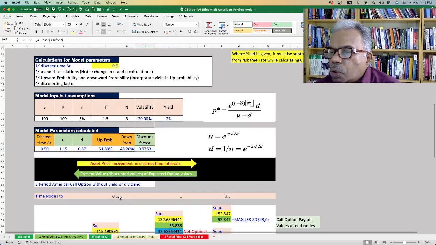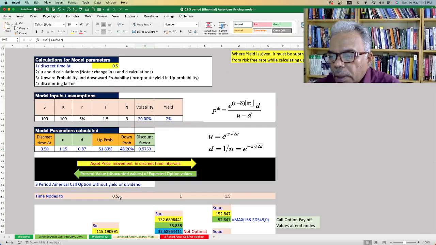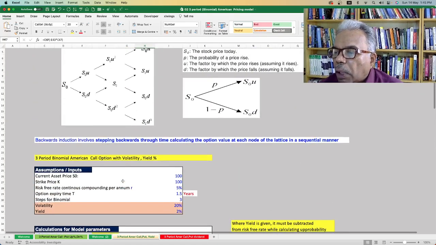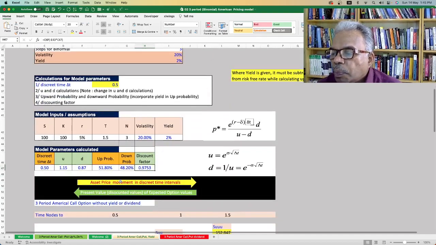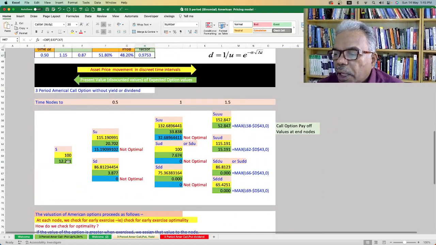Then as usual, in the binomial option pricing model, the asset price moves in discrete time intervals: 0 to 6 months, 6 months to 1 year, 1 year to 1.5 years. Now again we have to move backwards. This process is nothing but backward induction. It is stepping backward through time, calculating the option value at each node of the lattice in a sequential manner. So let's put the tree here.